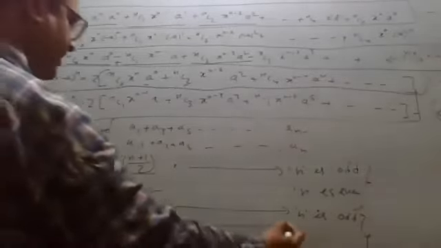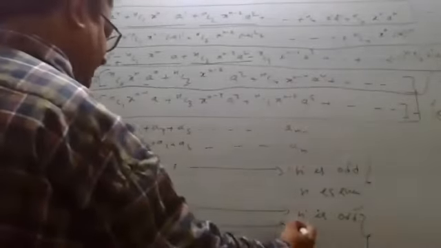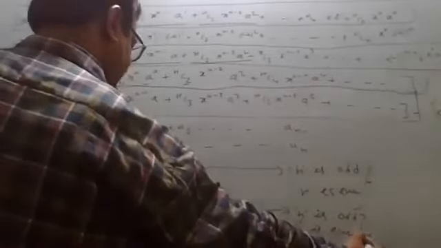And in this, the remaining terms are n by 2 only. This is when n is even. As the total number of terms is n plus 1, n by 2 plus 1 is already there when we have added them. So the remaining will be there when we subtract. So n by 2 will be the number of terms when n is even. Is that clear to everyone?